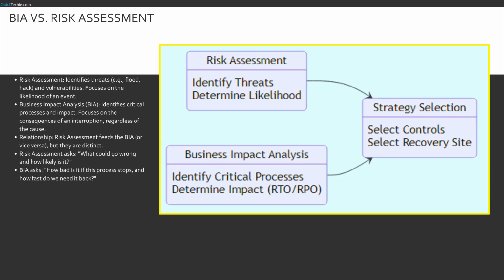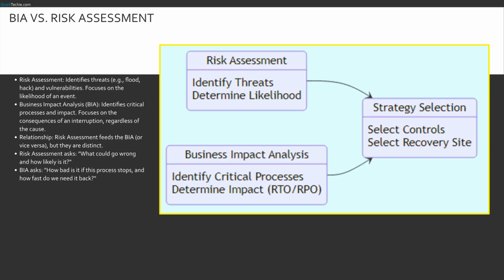It is crucial not to confuse the BIA with the risk assessment. The risk assessment identifies threats, like hurricanes or hackers, and vulnerabilities. It asks, what is the likelihood of this happening? The BIA, on the other hand, assumes the disaster has already happened. It asks, how bad is the impact and how fast must we recover? Ideally, the risk assessment helps prioritize the BIA efforts, but the BIA focuses on the criticality of business processes, not the specific nature of the threat. The BIA tells you what to save. The risk assessment tells you what you are saving it from.